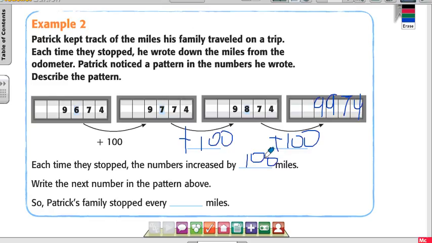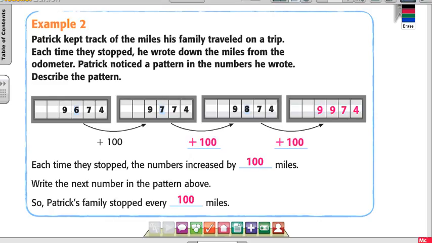So Patrick's family stopped every 100 miles, right? It looks like this. So 100, 100, 100, and 100.